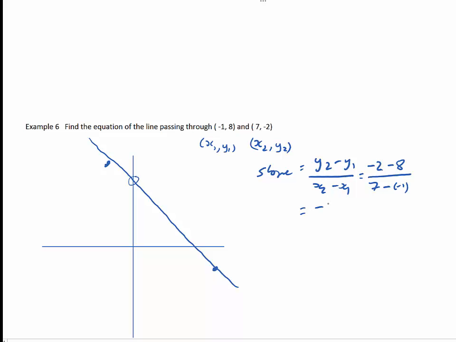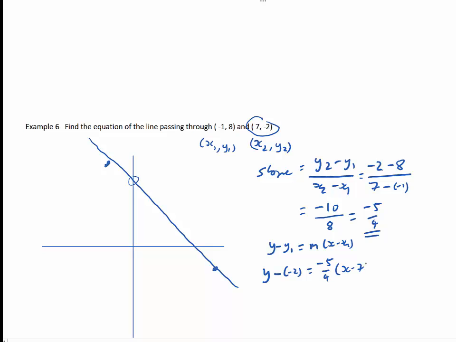Minus 2 subtract 8 is minus 10, and 7 subtract negative 1 is 8. Minus 10 eighths is minus 5 fourths. It doesn't matter which point we use, they're both going to give the same result, so I'll use 7, minus 2. So y minus the y coordinate equals m times x minus the x coordinate. So y minus negative 2 will equal minus 5 fourths times x minus 7.